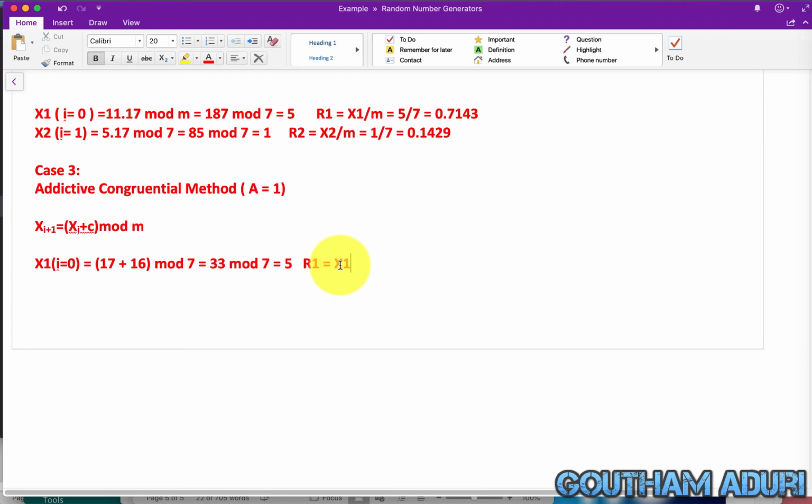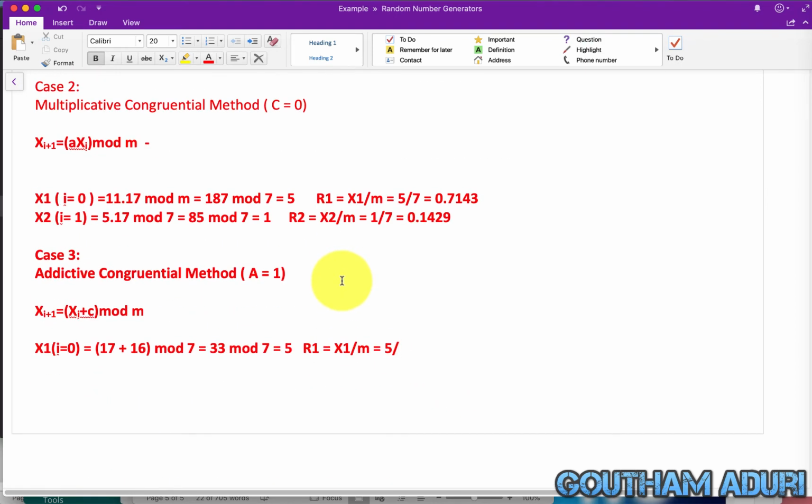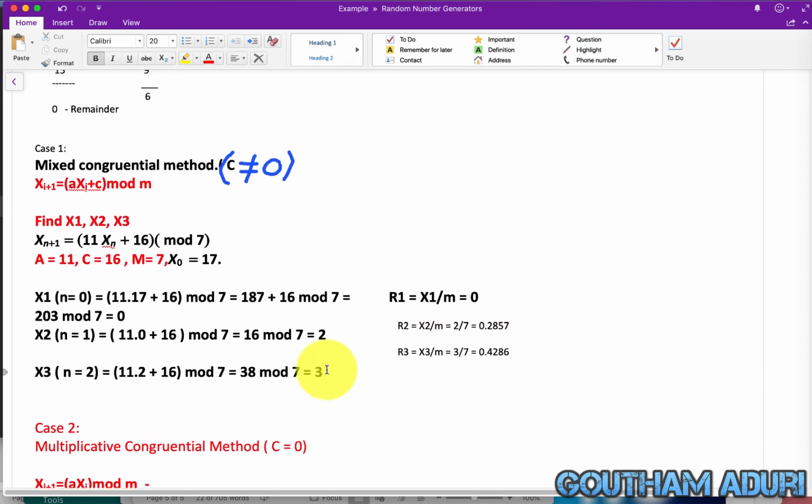And the next one is R1, which is x1 divided by m. So x1 is how much? 5 divided by, what is m? The m value for this equation is 7, so 5 divided by 7. Same thing for x2, x3, it follows the same principle. You just have to see the cases.